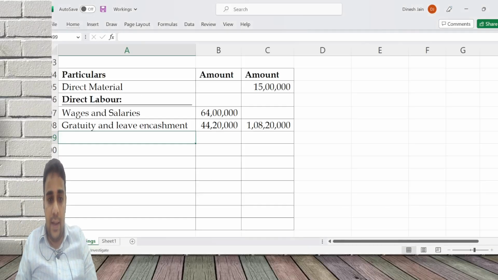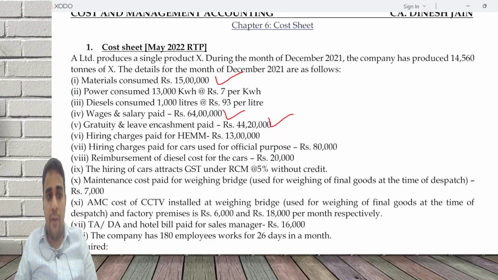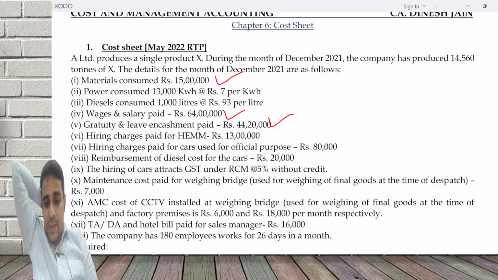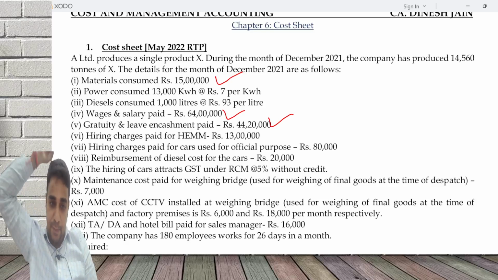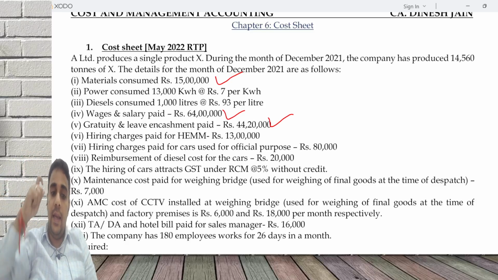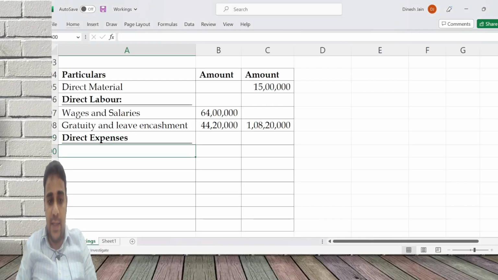Now let's come to direct expenses. There is a possibility of an alternate solution here. Items like power cost, diesel cost, and hiring charges: I think ICI took all three under direct expenses. Depending on the industry and the materiality of the expense, this can even go to an area called factory overheads. I'll take it as per the ICI solution.